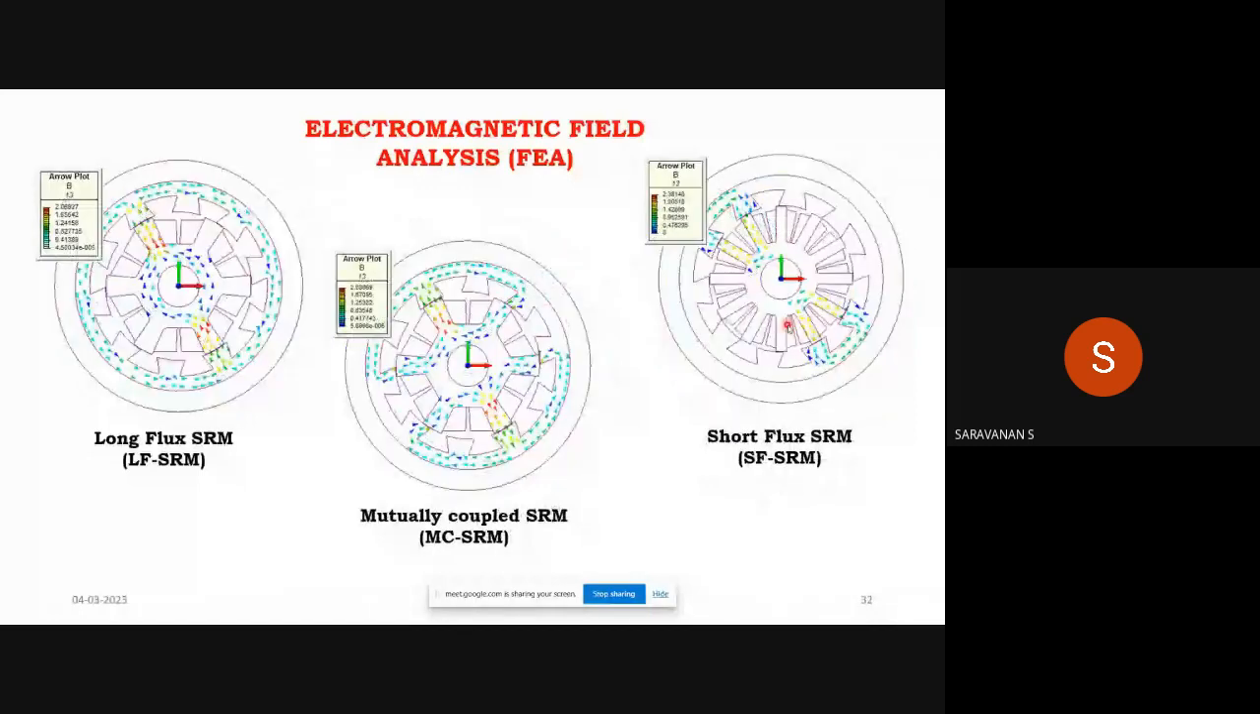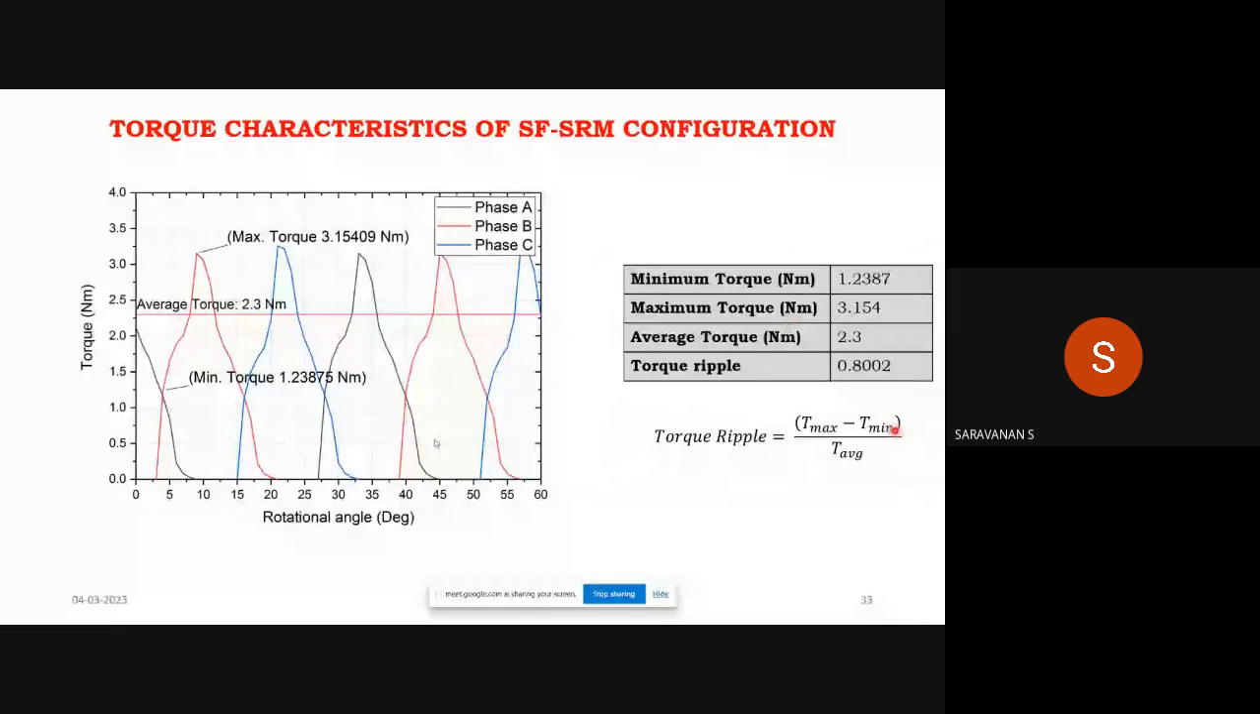These are the flux lines. This is the torque characteristics. This is the formula for torque ripple: maximum torque minus minimum torque divided by average torque. We can calculate using these parameters. So this is the minimum torque.